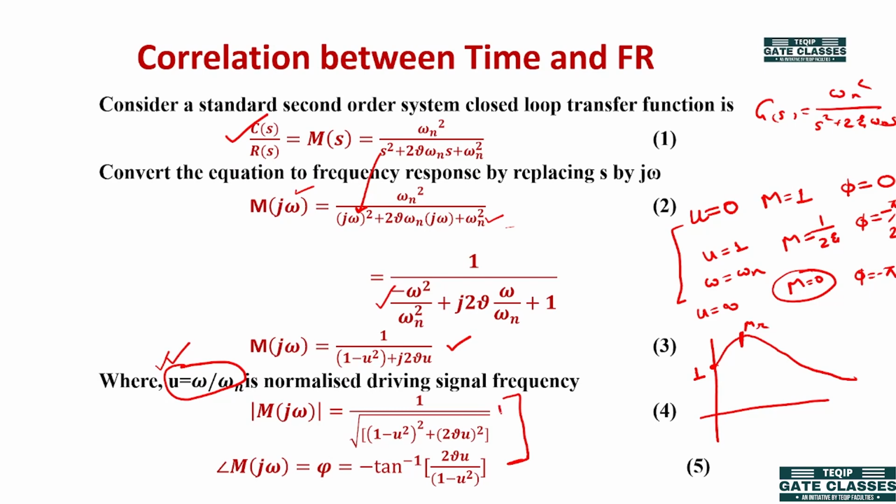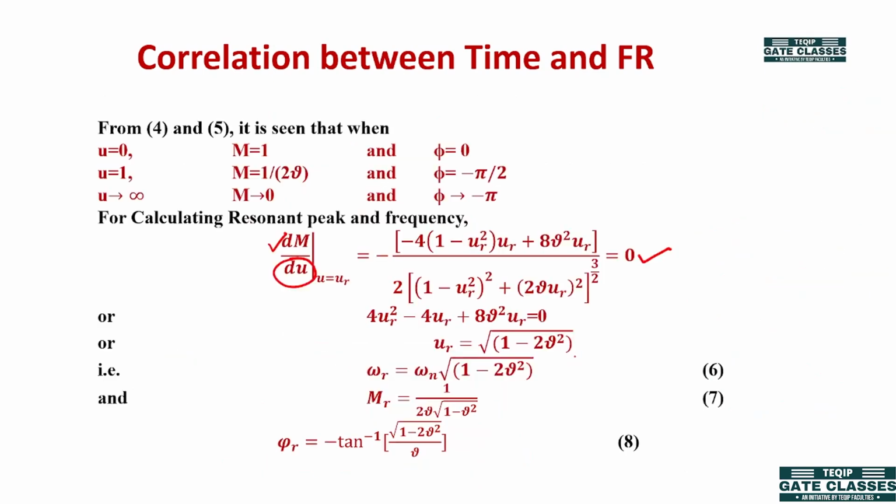We have this equation. We can simply use the derivative rules and calculate the first derivative of M with respect to u, and we put u equal to ur, where ur is the resonant peak natural frequency. Or ur is equal to omega r by omega n, where omega r is the resonant frequency and ur is the resonant normalized frequency. And at this frequency we will calculate Mr, that is the resonant peak of the magnitude. Once we simplify this, we get ur as this.